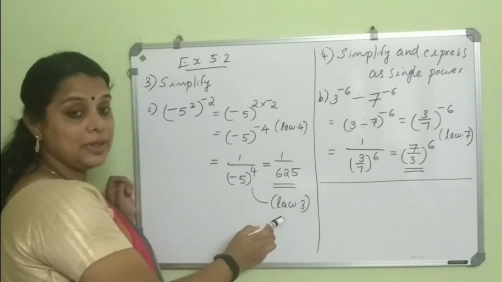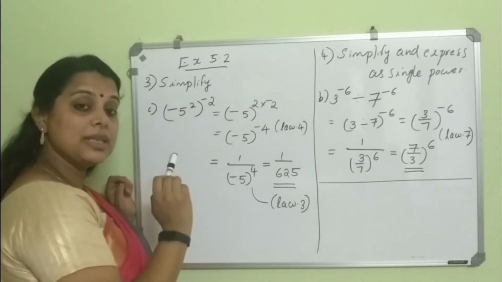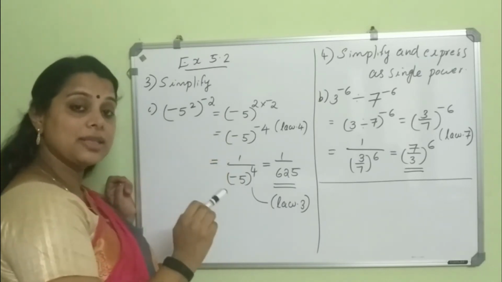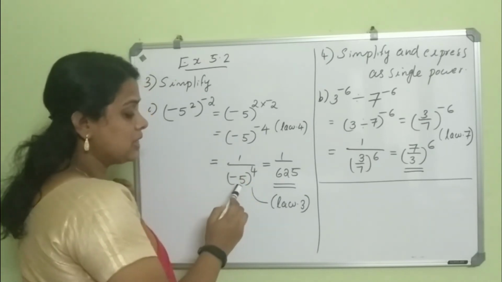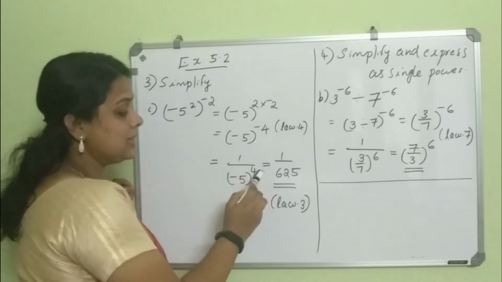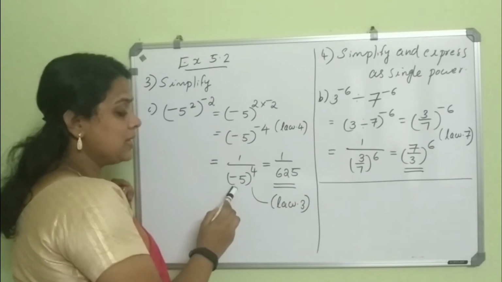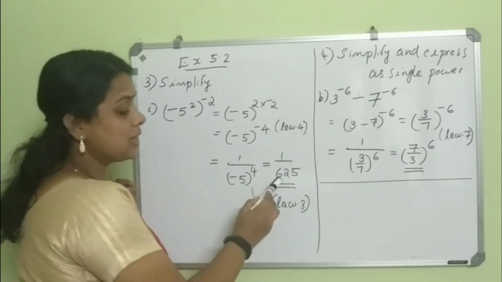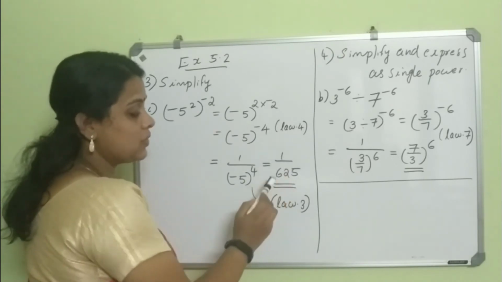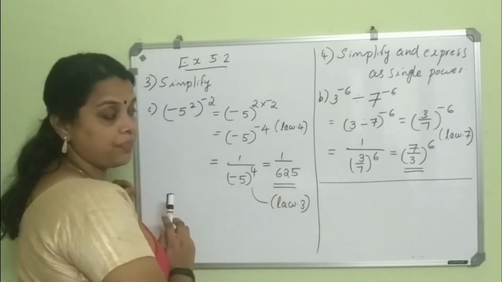That is law 3. That is x raised to minus a is equal to 1 by x raised to a. Using that law, we can write 1 by minus 5 raised to 4. That is equal to 1 by minus 5 into minus 5 into minus 5 into minus 5. That is 625. So the answer is 1 by 625.